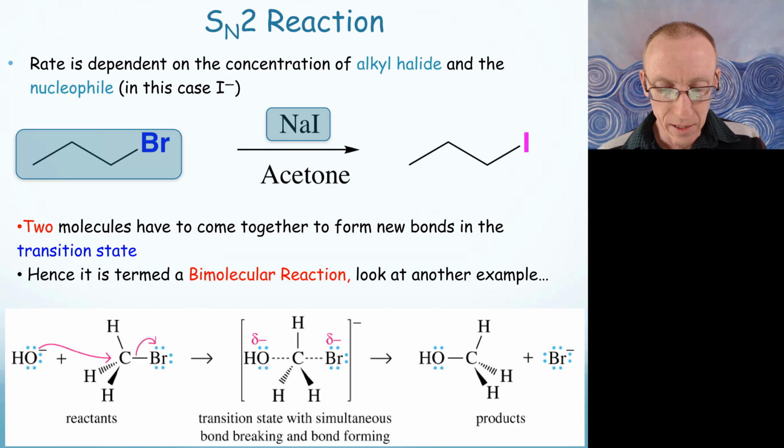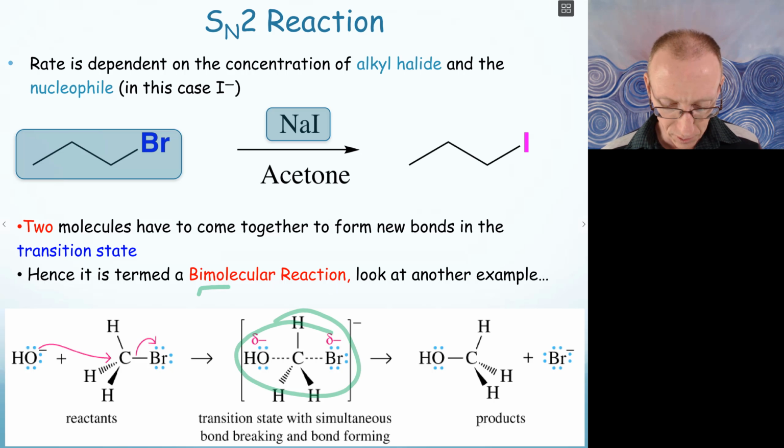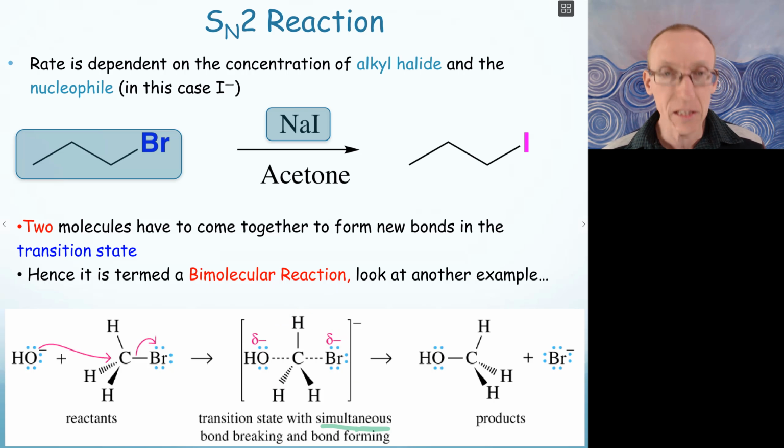So if we look at that first example, substituting this bromide with iodide, the two molecules have to come together to form a new bond and to break an old bond at the transition state. And so that's why we call it a bimolecular reaction. So both molecules are involved in this transition state, and there's simultaneous bond breaking and bond formation.